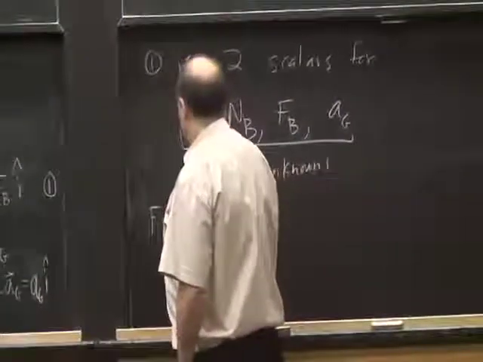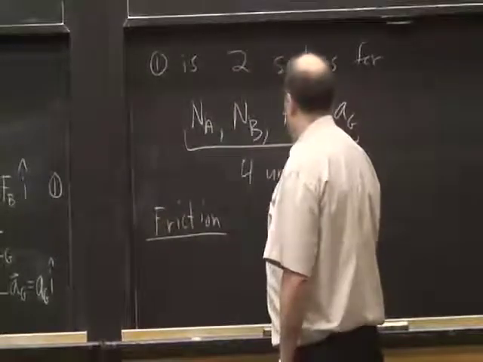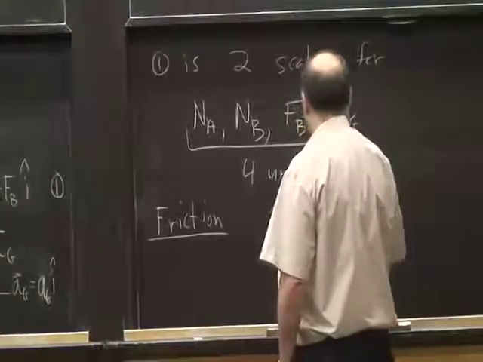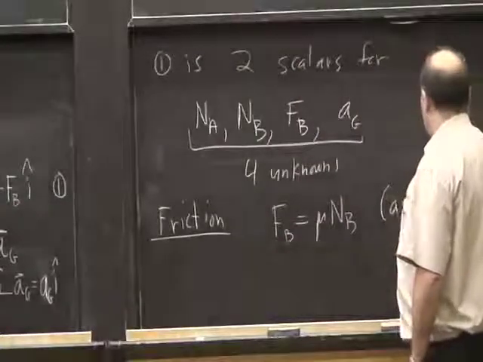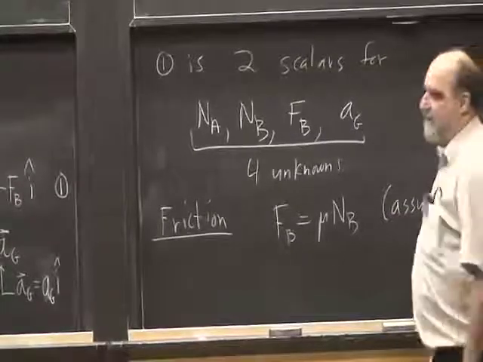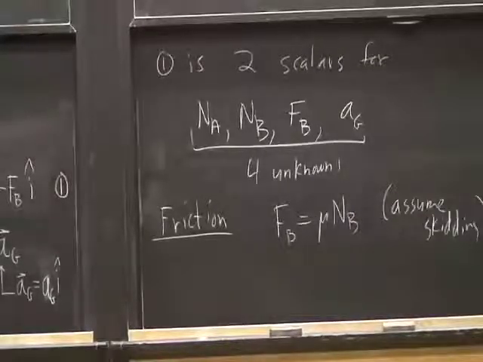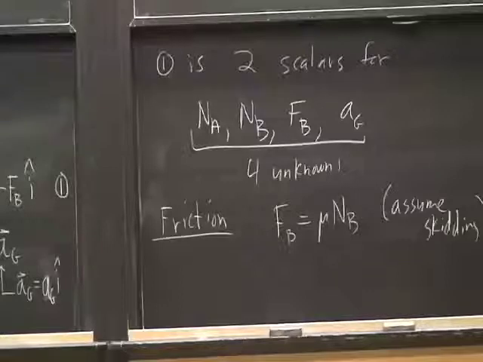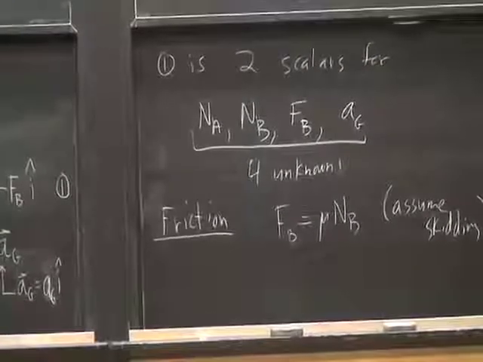Well, we have the friction equation. The friction equation says that FB is equal to mu NB. That's assuming skidding. So we've assumed that we've slammed on the brakes and the front wheel is skidding. If you haven't slammed on the brakes, then we don't know what that friction force is. We can't solve the problem because we don't know how hard the person's pushing on the brake pedal.